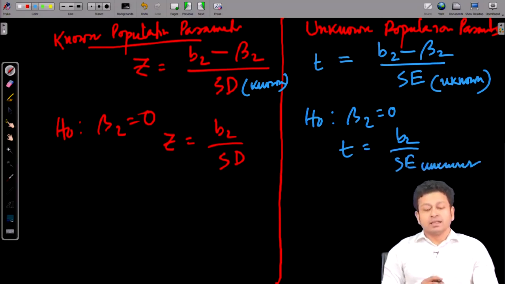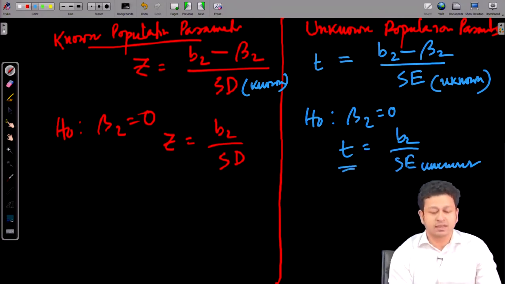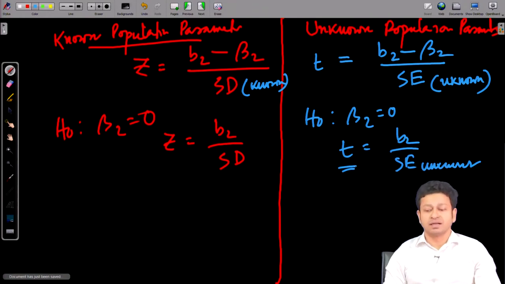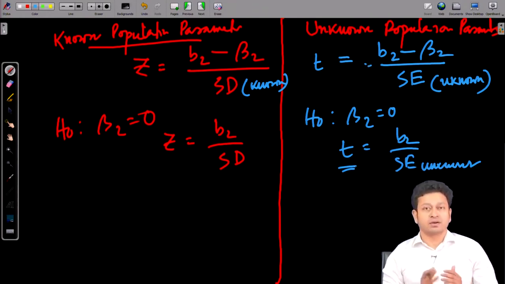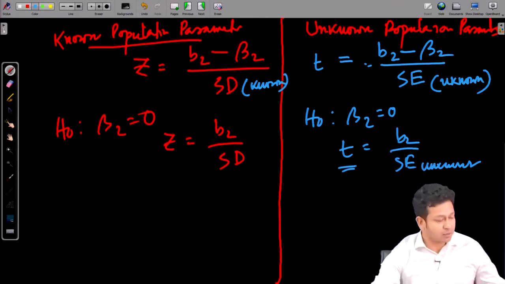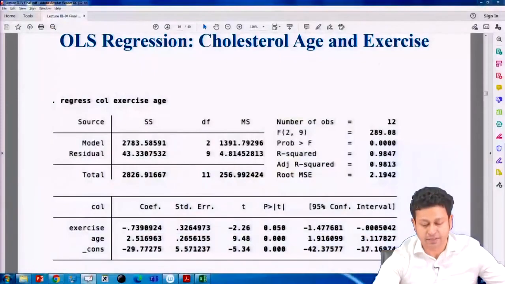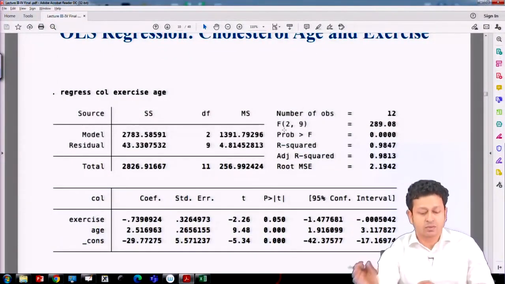Now, this is what we are going to do. We have this corresponding T statistic for each of these different betas, and we'll try to see whether they are significant or not. So we'll do the significance test for each of these different betas. Let us again go back to our regression equation or the table. So what we see here is this.